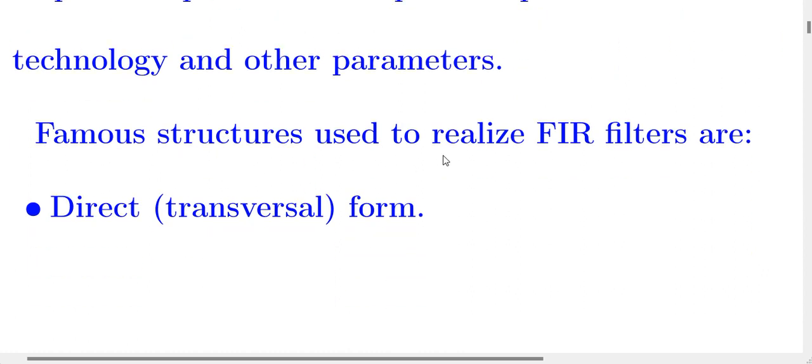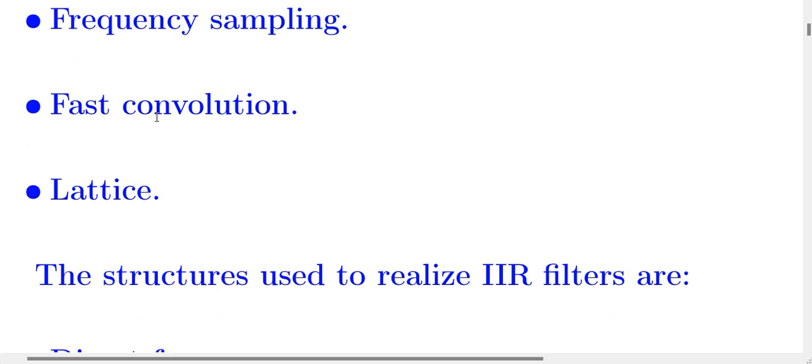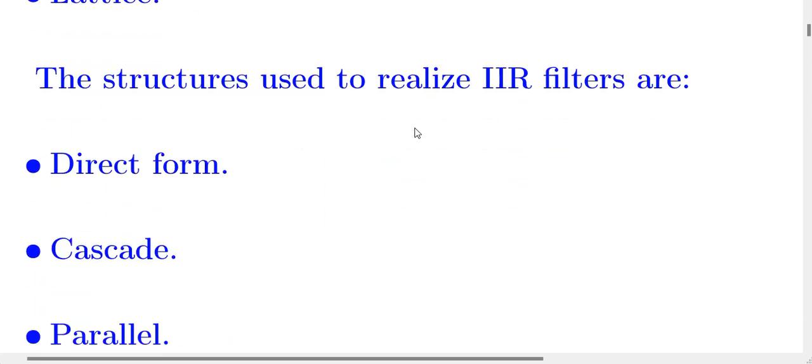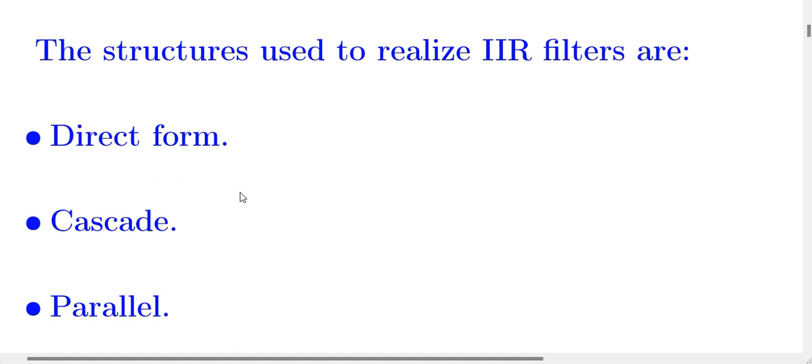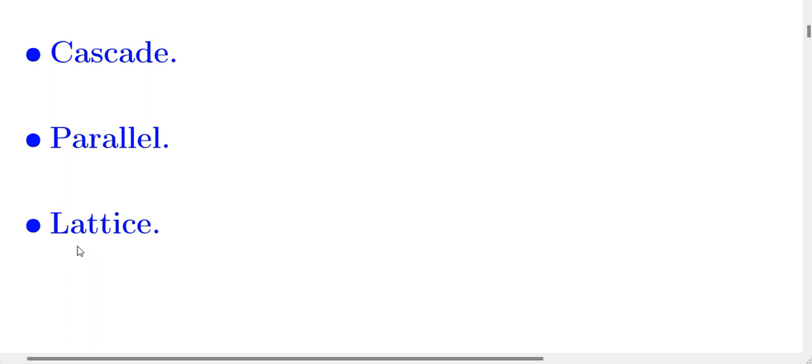Famous structures used to realize FIR filters are direct form or transversal form, frequency sampling, fast convolution, and lattice. Now, the structures used to realize IIR filters are direct form, cascade, parallel, and lattice form.